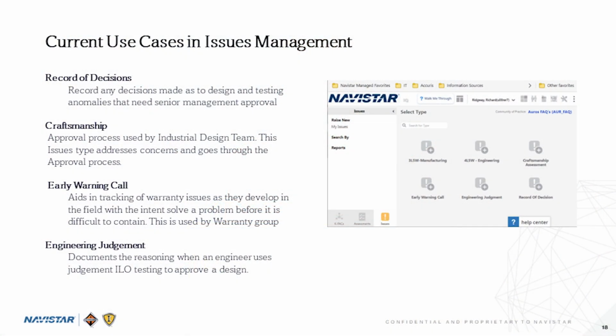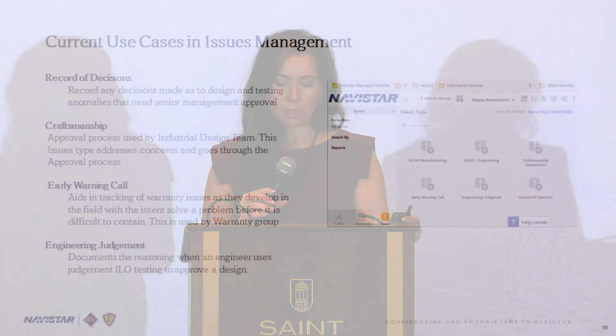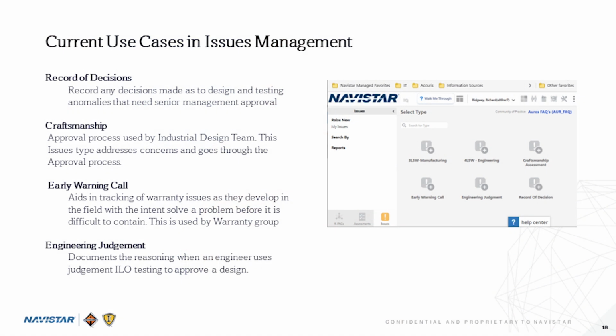Our current issues management processes at Navistar are quite robust, and we use them for an array of problem-solving matters across a few of our functions like research and development, quality group, warranty, and manufacturing. Some of these include our records of decision, our craftsmanship, that's our industrial design team, early warning call that aids in tracking of our warranty issues as they develop in the field, and that's used by our warranty group, as well as engineering judgment calls, which document the reasoning when an engineer uses judgment in lieu of testing.